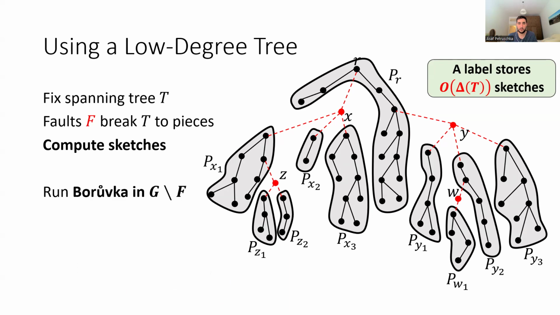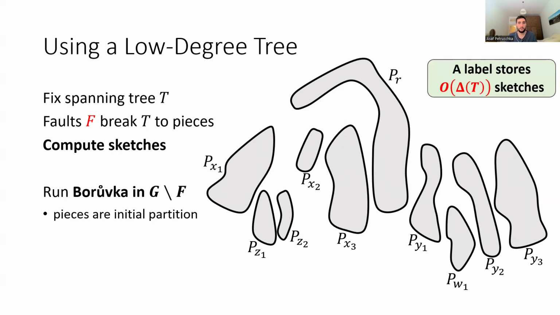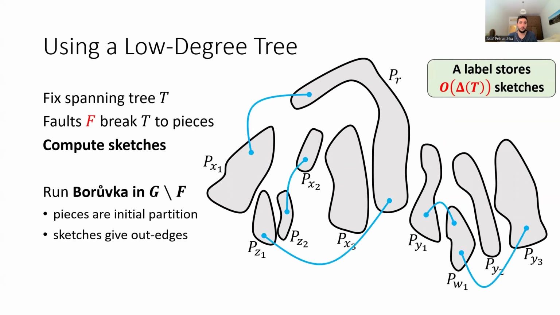And now, what do we do with these sketches? After we've computed them, we use them to run a version of the Boruvka algorithm in G minus F. Initially, we have this partition of G minus F into these connected pieces, and then we use the property of the sketches to identify outgoing edges from the pieces. From each piece which is not already a maximal connected component in G minus F, we have some constant probability to find an outgoing edge.